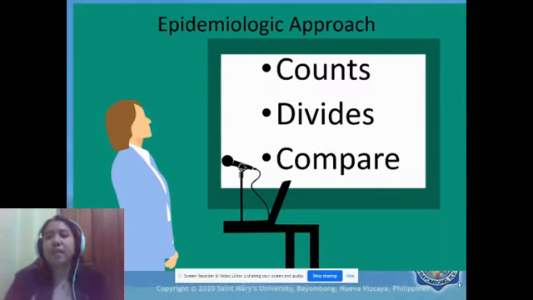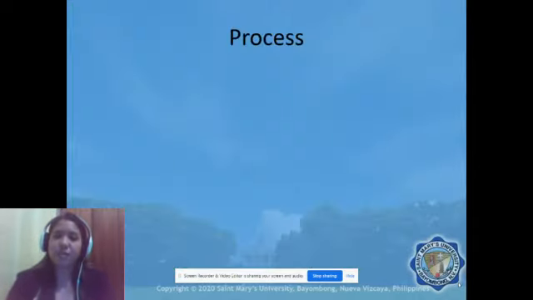And then, lastly, epidemiologists compare, which means determining the factors, the possible determinants that might influence the health issue or health concern that they want to study. They have to compare the rates that they computed in the first approach discussed, to determine the possible determinants.